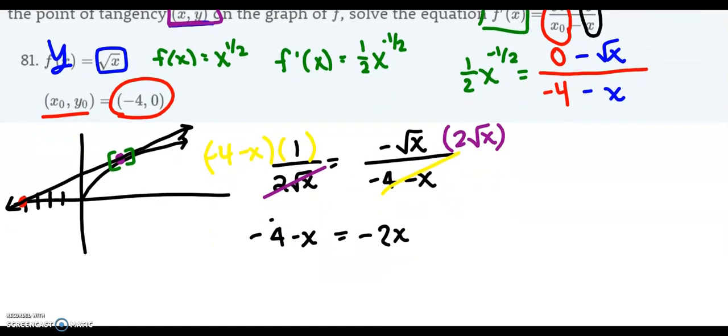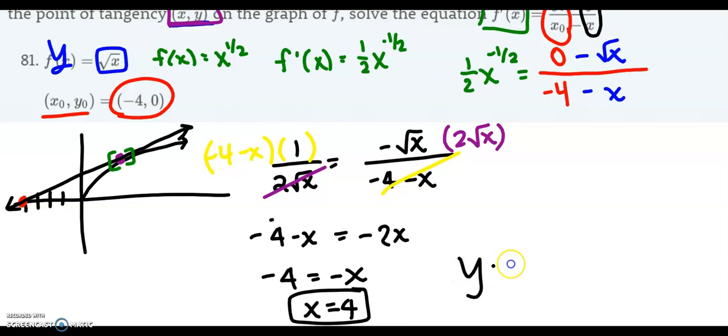So, negative 4 equals negative x, which means x is equal to 4. All right, but the final thing said that you're supposed to write the equation of the tangent line. Well, the equation of a tangent line, we said, needs a point and a slope. So I've got 2 points I could pick from. I could use the point that they gave me, negative 4, 0, because that's on this line, right? Negative 4, 0 is over here. Or I can use this new point that I just found, which was in goes 4, out comes 2.